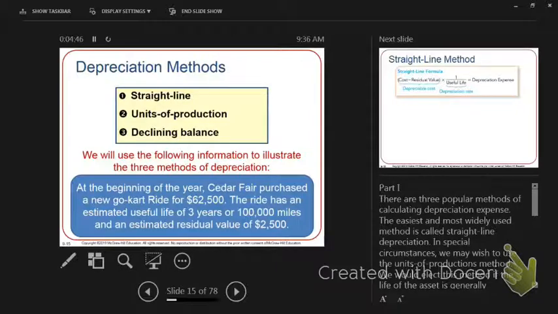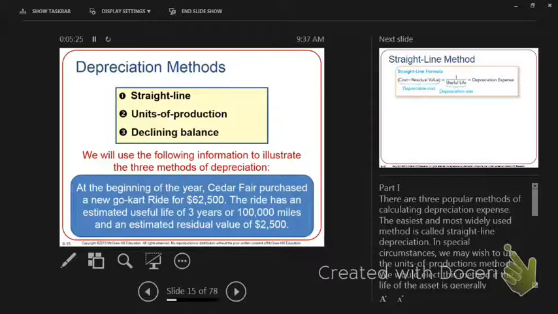To figure out accumulated depreciation, you take year 1 plus year 2, and you get 40,000. So what's my book value at the end of year 2? 62,500 minus 40,000 is 22,500. And then we take 40,000, add 20,000, and we get 60,000. What's my book value at the end of year 3? 2,500.